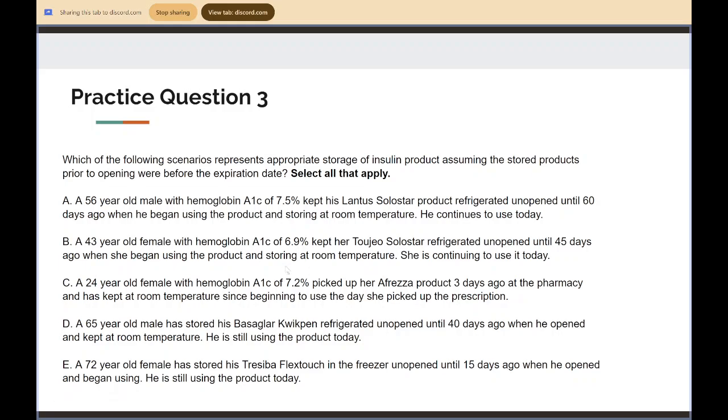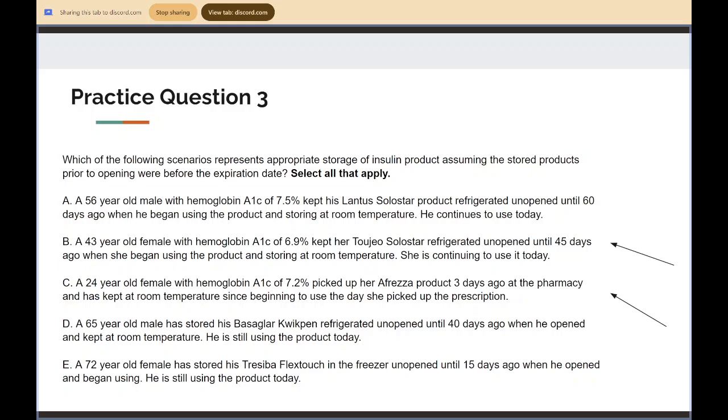Okay, so choice B and choice C are correct. And let's talk about why. B is correct. Toujeo SoloStar gives you 56 days to use the pen after opening and storing at room temperature. Choice C is also correct. Afrezza is an inhaled insulin product. It can be stored unopened up to the expiration date in the foil package, or if they are blister cards and strips, up to 1 month, or up to 10 days once opened and stored at room temperature.